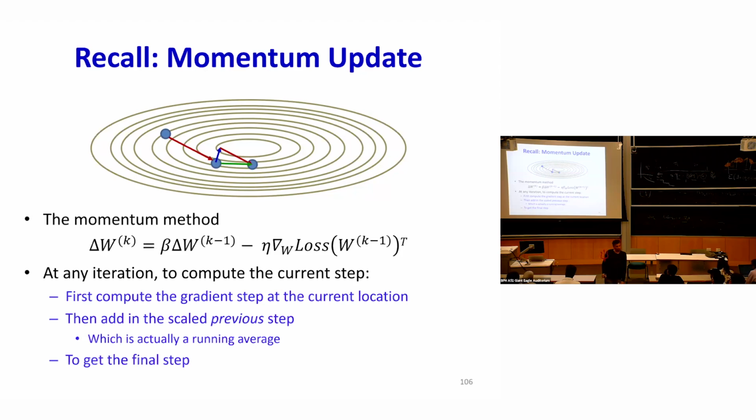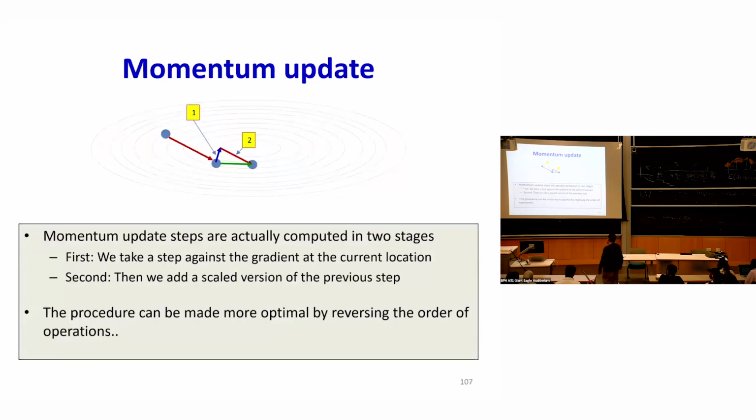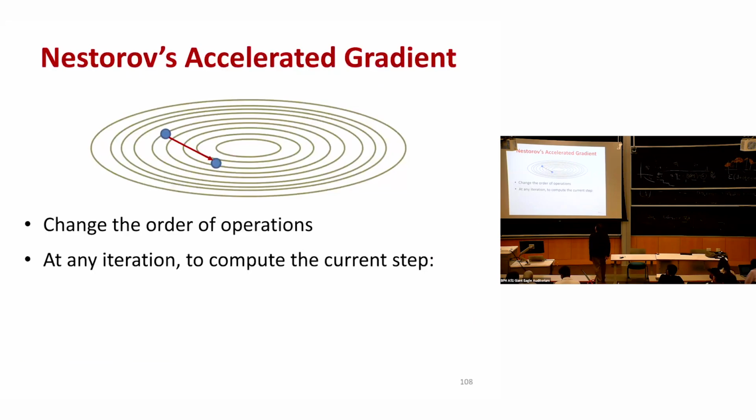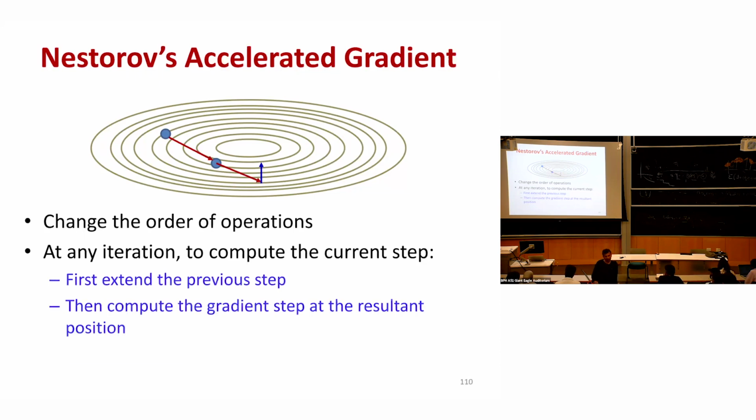So look at the order of operations. First, you've taken a step, then you take a step against the gradient, and then a step that's a scaled version of the last step that you took. There are two steps over here. The first is the step against the gradient, and the second is the step that's proportional to the last step that you took. I can change this order. Instead, I can first take a step that's an extension of the previous step, and then take a step against the gradient. I'm performing the same two operations, just in a different order. And that's going to get me to a new point.